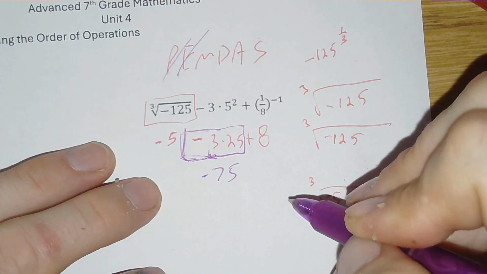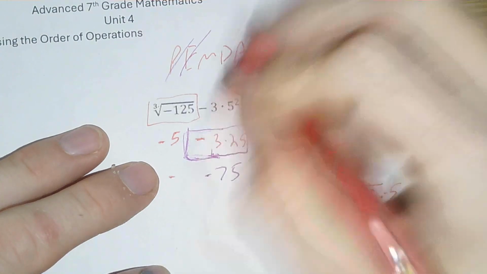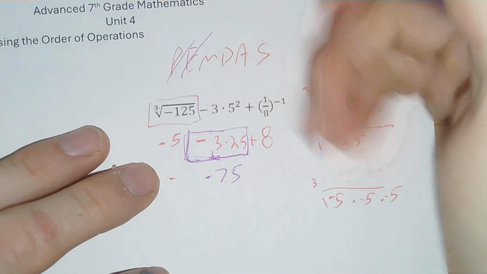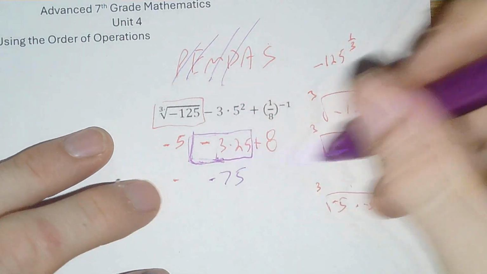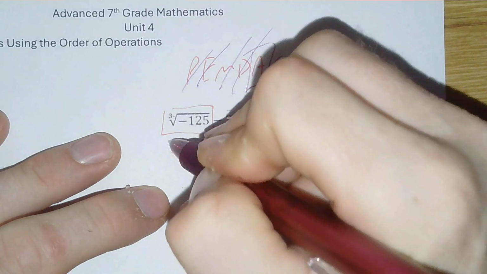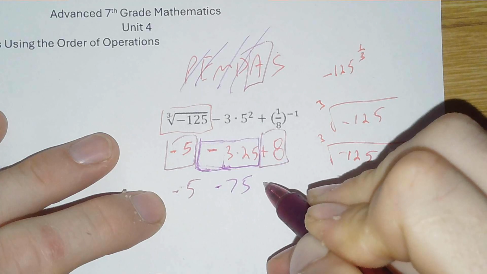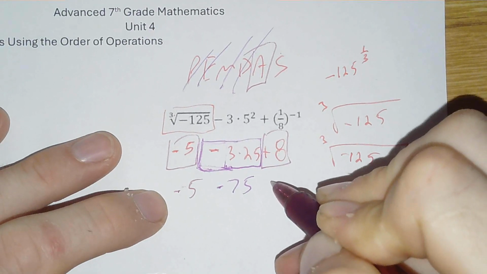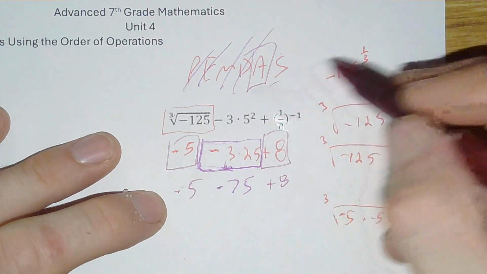Now I have negative 5. I'm done with my multiplication, and I don't have any division. Now I have adding and subtracting, so I'm going to combine my terms together. I have negative 5 minus 75 plus 8, and I can do this really in any order.